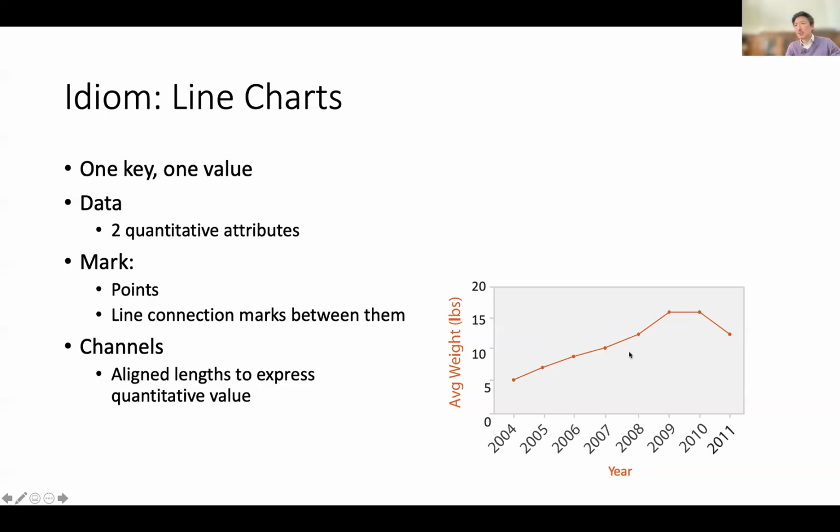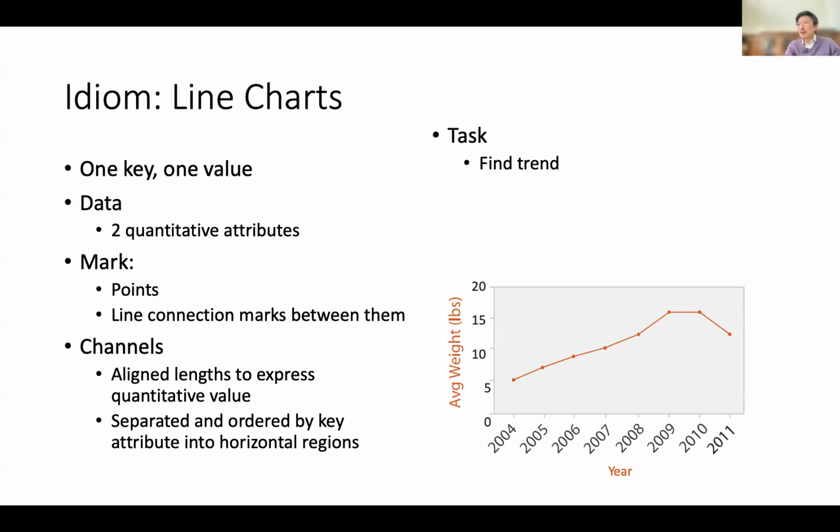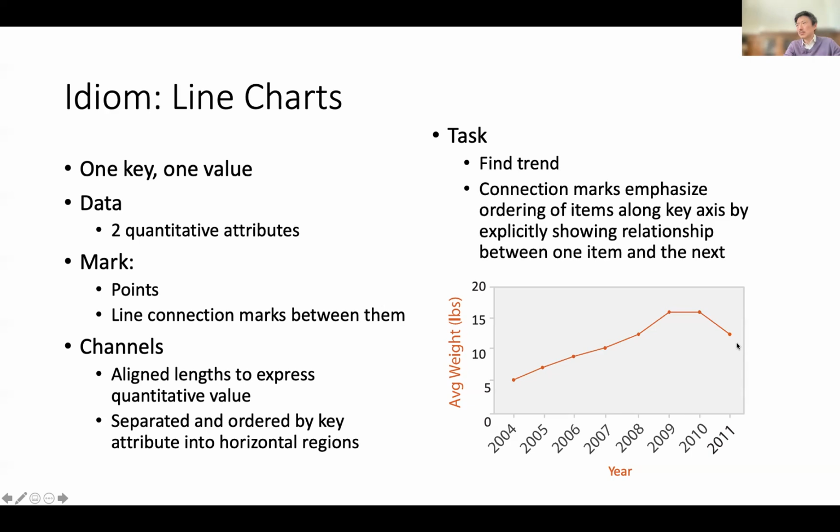In terms of channel, we have the normal X and Y axis to represent these two quantitative attributes. And in terms of the type of analysis or task it supports, it's really to find trends. In this one you can see how the weight changes over the years. First it increases and then it goes down. And the line is there to emphasize this trend.